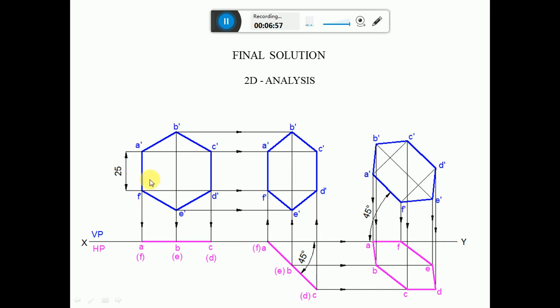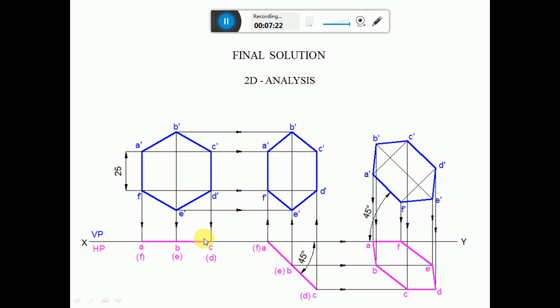Since all the sides are now parallel to VP, you are getting the true shape in VP. When you look from the top view, the surface is perpendicular to HP, so you get a line in the top view. That line will be on the XY line, because one of the sides has to rest on VP. So obviously we keep all the sides on VP first, and then we rotate it such that one of the sides is on the vertical plane.